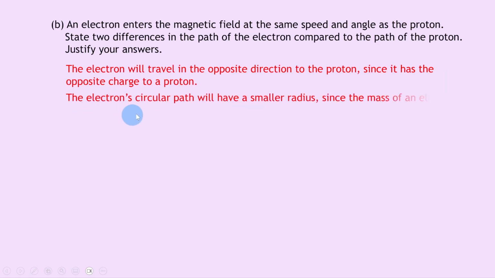And we could also say the electron's circular path will have a smaller radius since the mass of an electron is smaller than the mass of a proton. And from our equation that we just derived, r equals mv over qB, we have that radius is directly proportional to mass. So a smaller mass for the electron will mean a smaller radius.